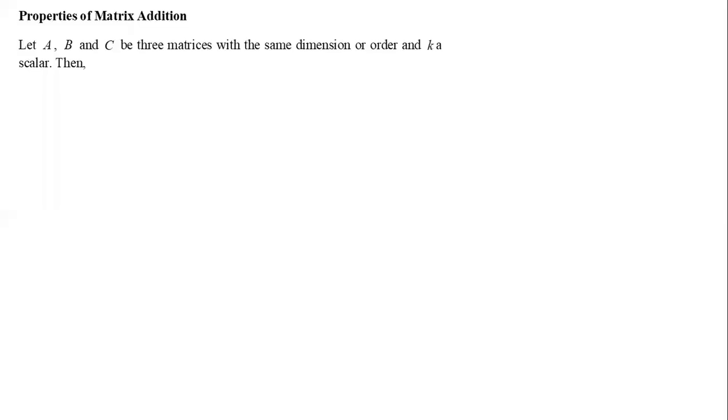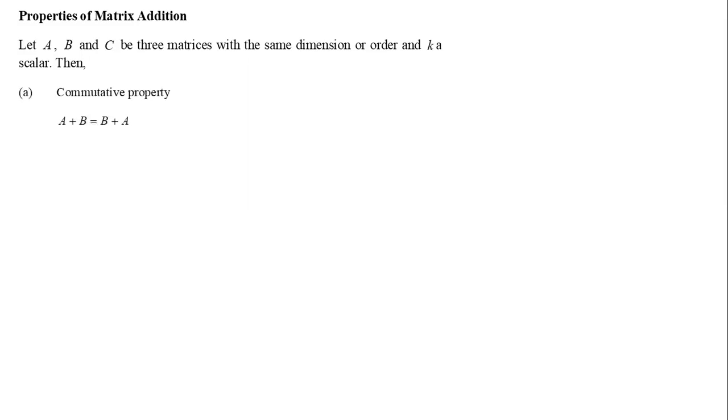Now, let's go to properties of addition. We have some properties of addition that we want to look at. The first property: if we have A, B, and C to be 3 matrices with the same dimension or order, and K is a scalar. Look at the condition. We said A, B, C are of the same dimension. It means we can add any of the 3 because they are of the same dimension. It is permissible that we can add the 3 because they are of the same dimension or order. Now, K is a constant.